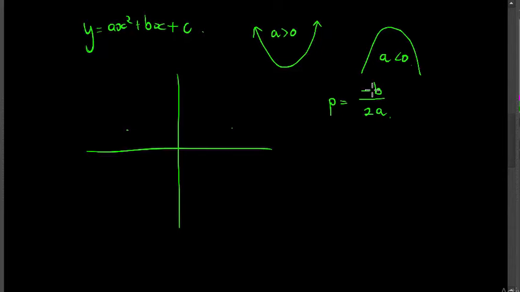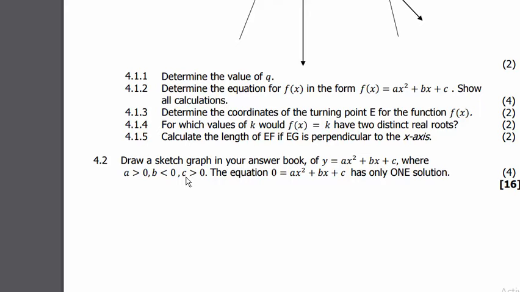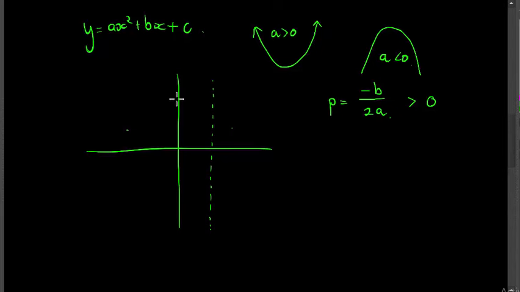So a negative times a negative is a positive. Understand? So in other words, this value will be bigger than 0. So anywhere here will be my center line. Okay? They also tell me that my c value is greater than 0. So my c value greater than 0, my c is where I cut my y-intercept, sorry.